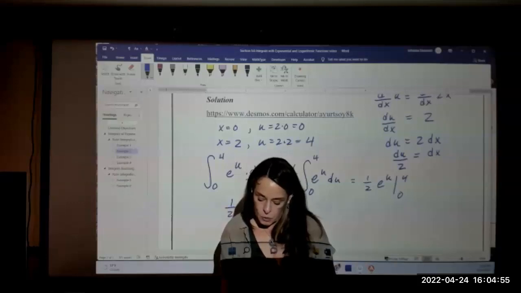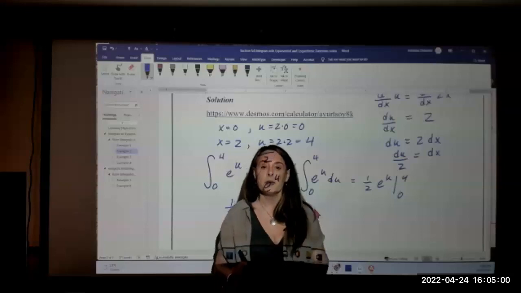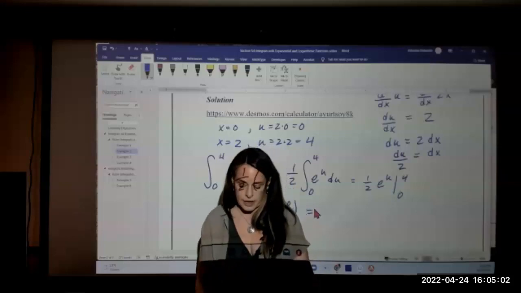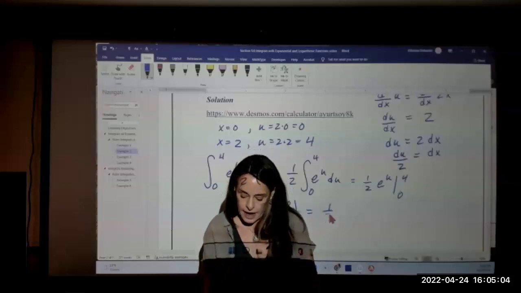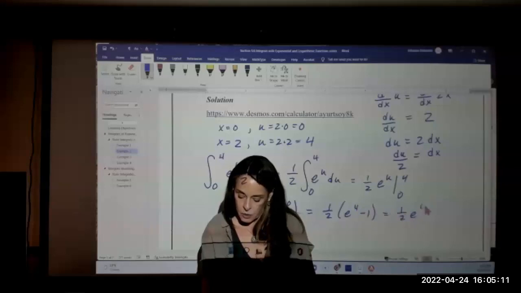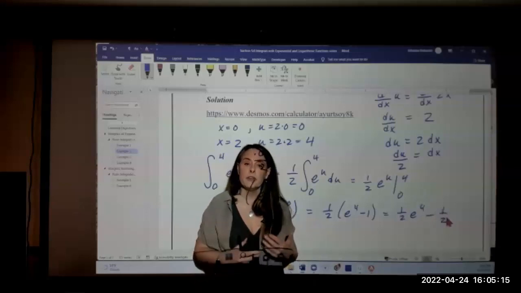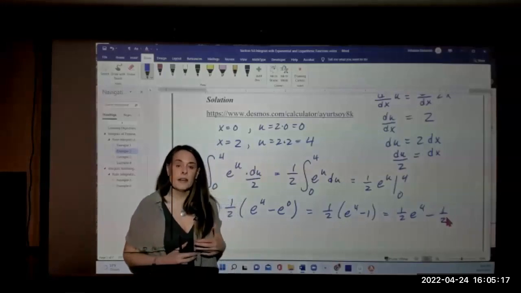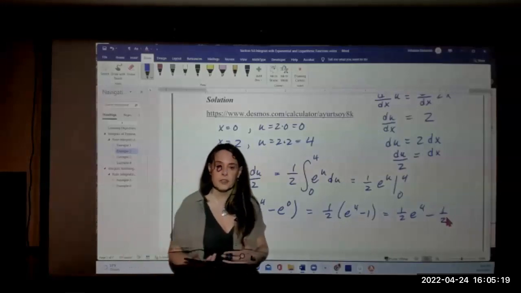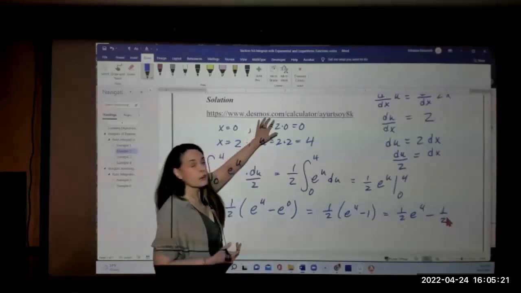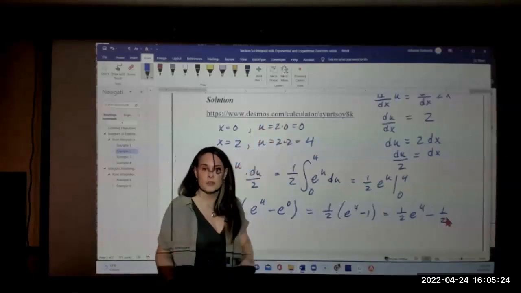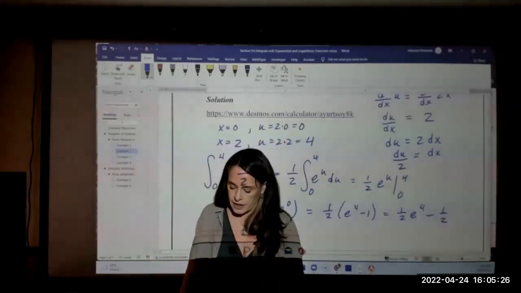We have e to the 4th minus e to the 0. Remember that e to the 0 is a constant, it is 1. This gives us 1/2 of e to the 4th minus 1, which is equal to 1/2 e to the 4th minus 1/2. This is the area between the curve and the x-axis from x equals 0 to x equal 2. The link that you see here is a Desmos link that will take you to that graph. Let's take a look at it right now.